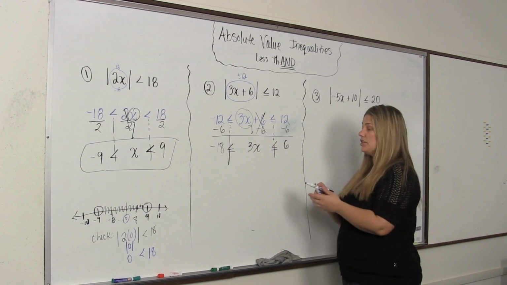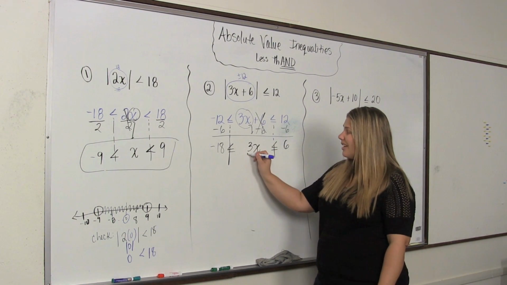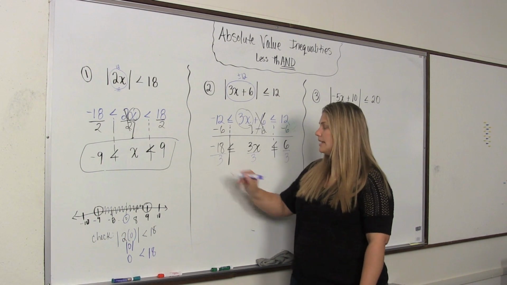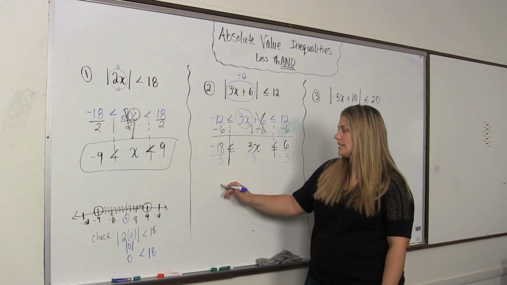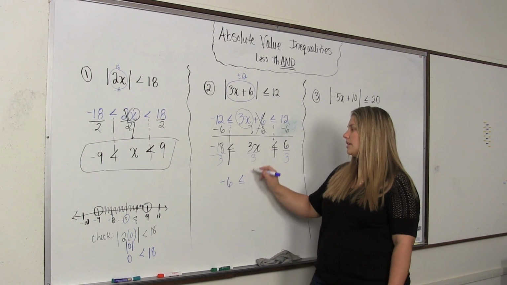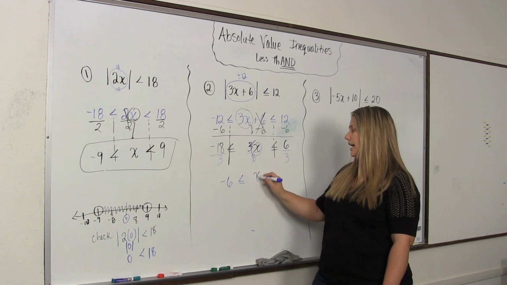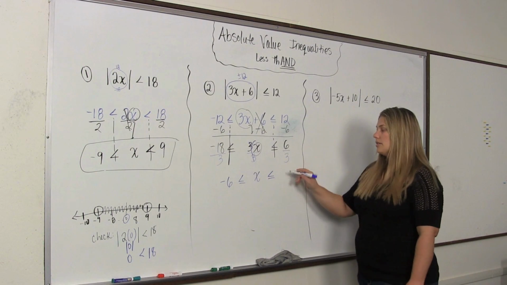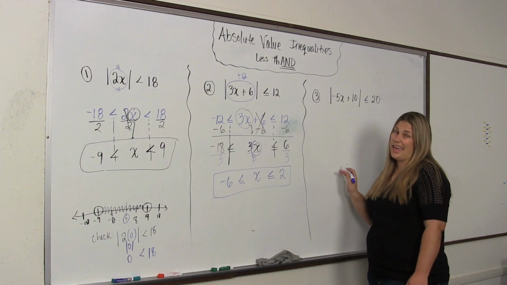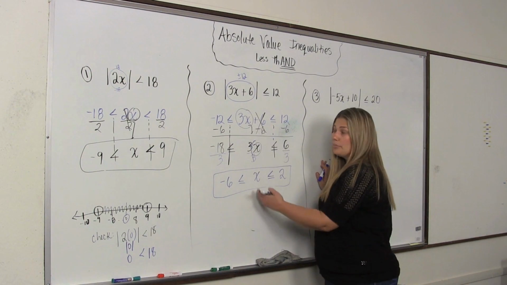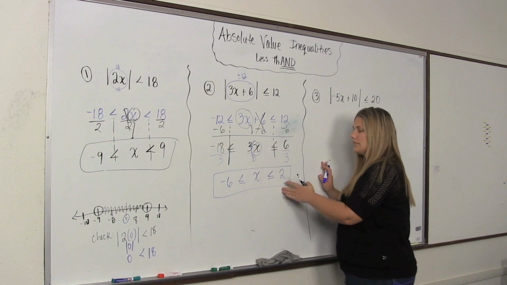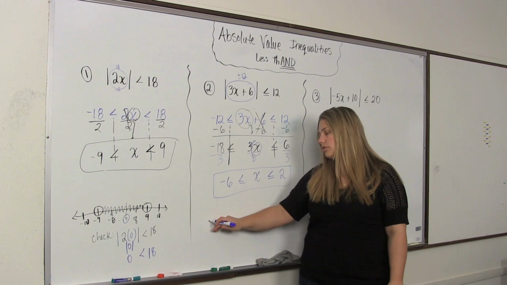So now let's finish the problem. I still have that 3 multiplying x, so I have to divide by 3 to get rid of it. So negative 18 divided by 3 is negative 6, which is less than or equal to that x, which is less than or equal to 2. So basically what this is saying is x can be any number in between, because it's in the middle, in between negative 6 and a positive 2.